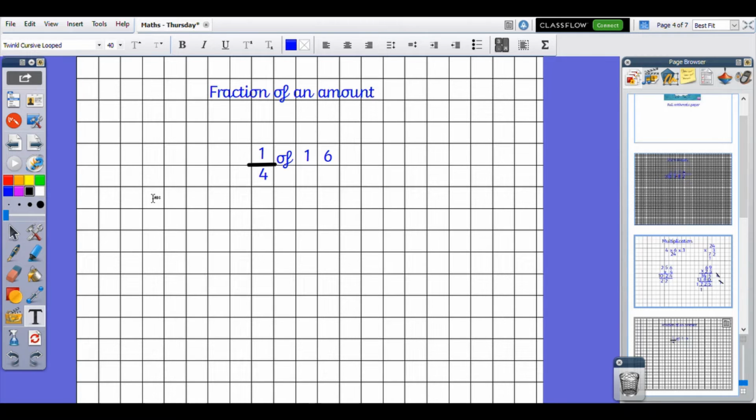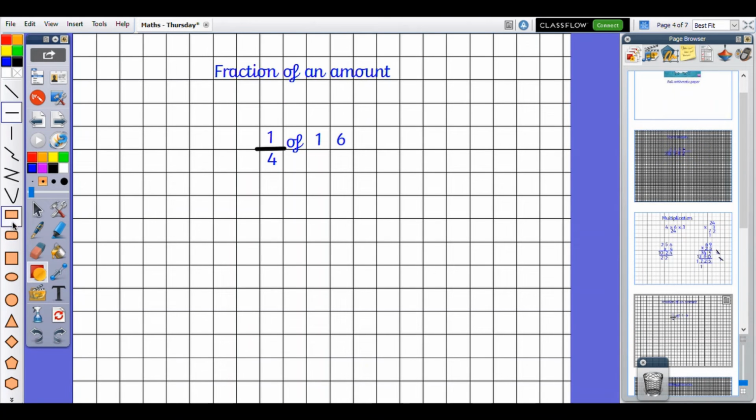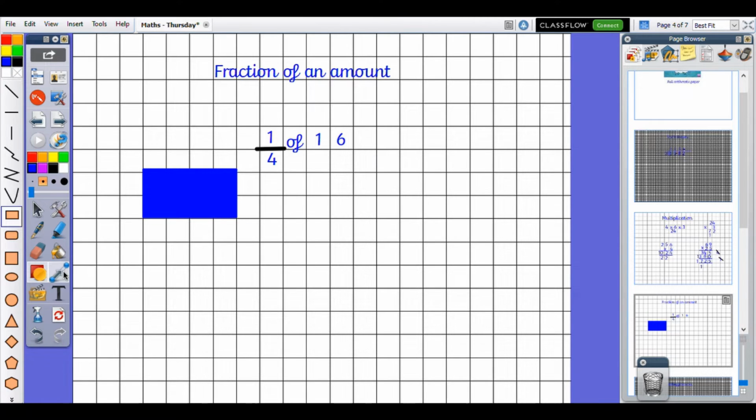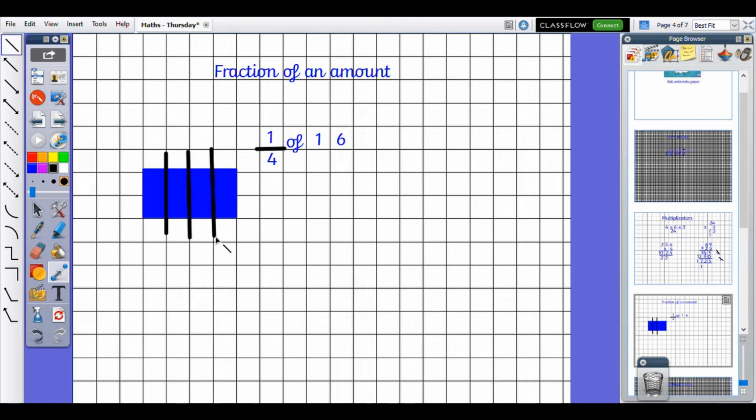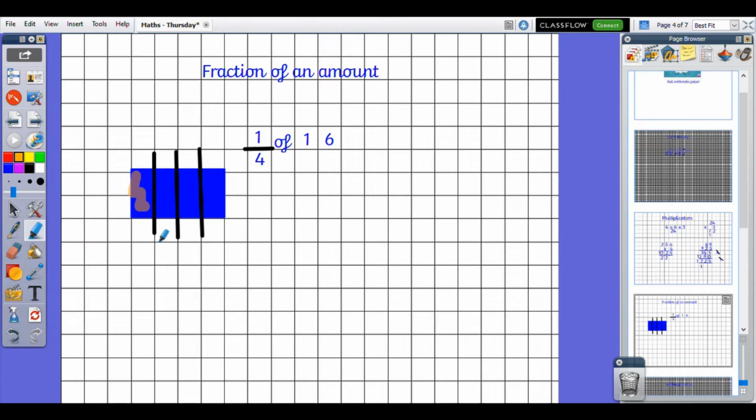Next off, we are finding a fraction of an amount. So let's think about fractions first. Remember, the numerator tells us how many parts of the whole we have, and the denominator tells us how many parts the whole is broken up into. So for example, if I had a rectangle like this, and I wanted to split it into quarters, my denominator tells me 4, so it would have 4 parts. If the numerator told me it was 1, I would have 1 part shaded. If it said 2, I'd have 2 parts shaded.